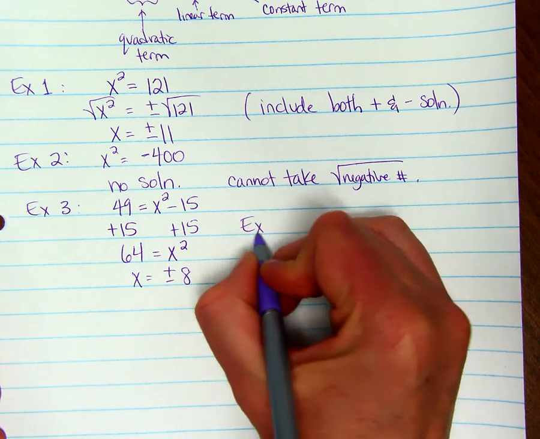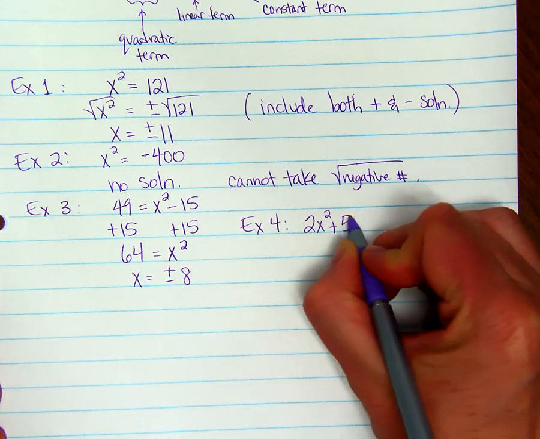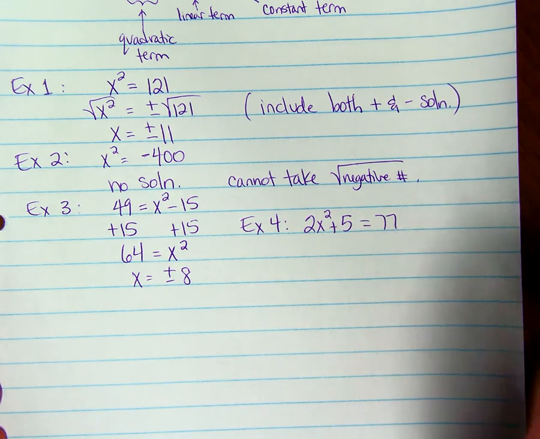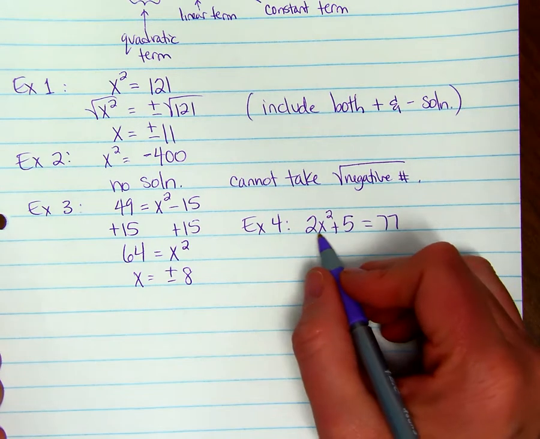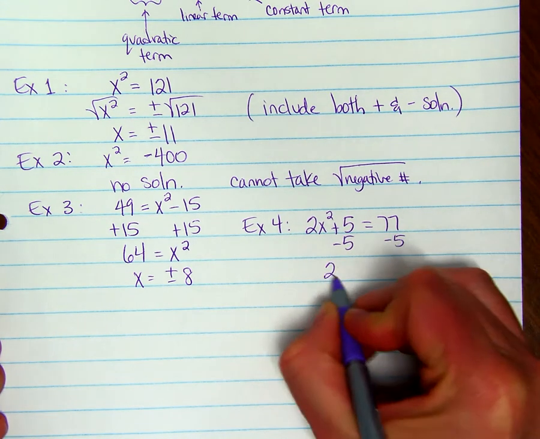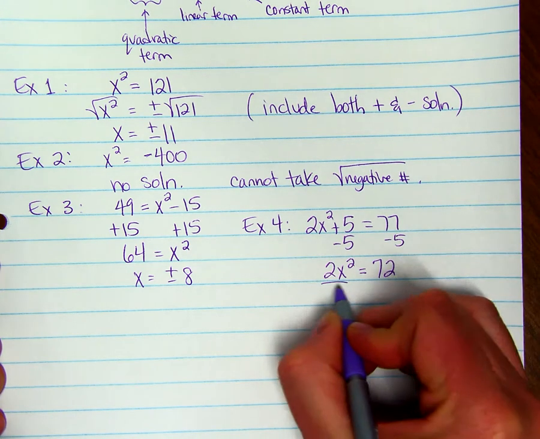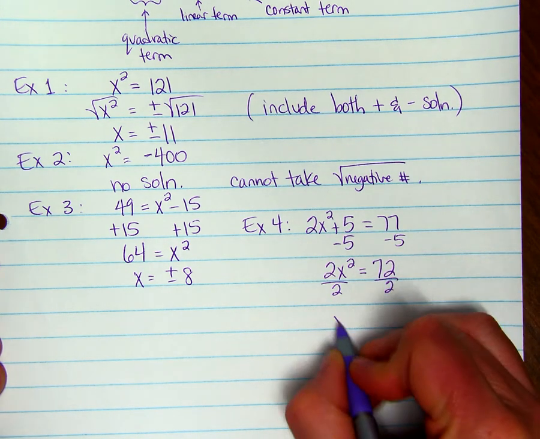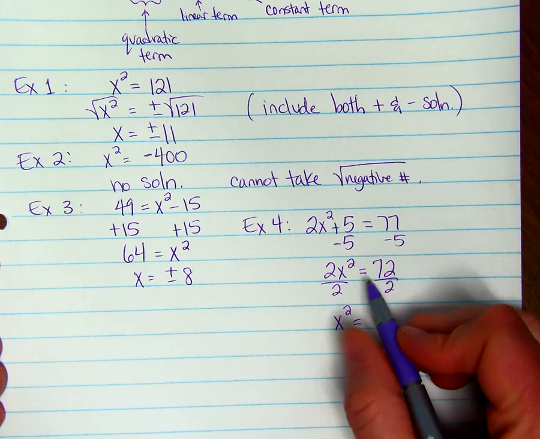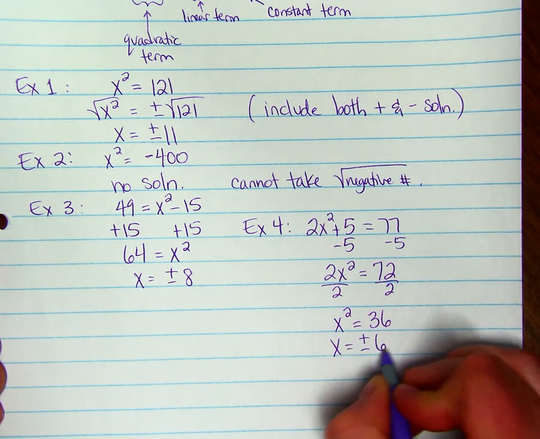Here's example 4. 2x squared plus 5 equals 77. Again, we're going to isolate the quadratic term. We're going to subtract 5. We get 2x squared equals 72. And then we want to divide by 2 so that we have a coefficient of 1. So x squared equals 36, and x is then going to be plus or minus 6.